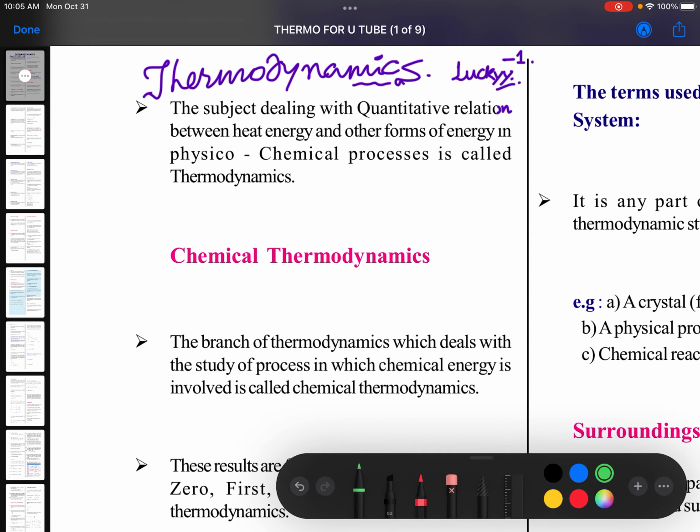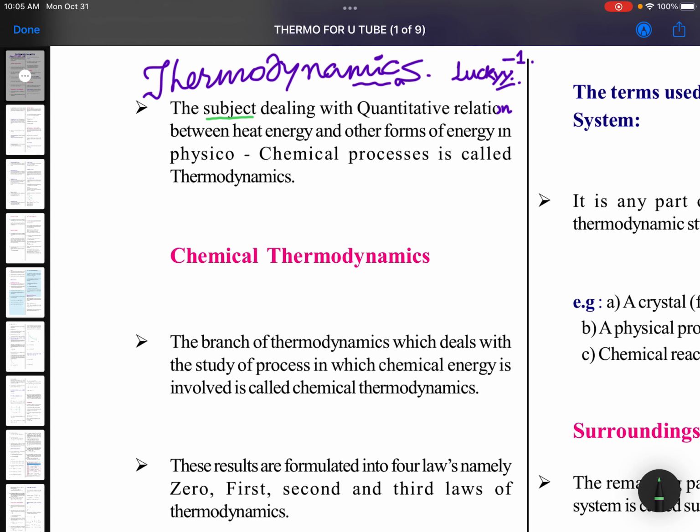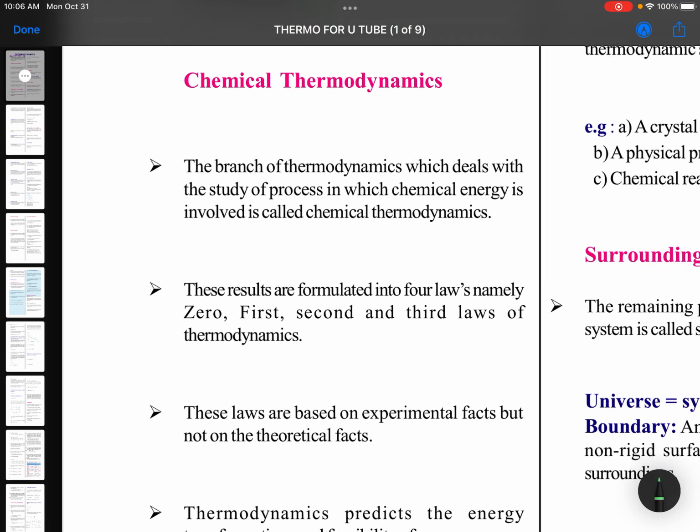What we mention here, you see, is the subject dealing with the quantitative relation between heat energy and other forms of energy in physico-chemical processes. The quantitative relation between heat energy and other forms of energy in physico-chemical processes is called thermodynamics. Basic definition. Then what we discuss is chemical thermodynamics.